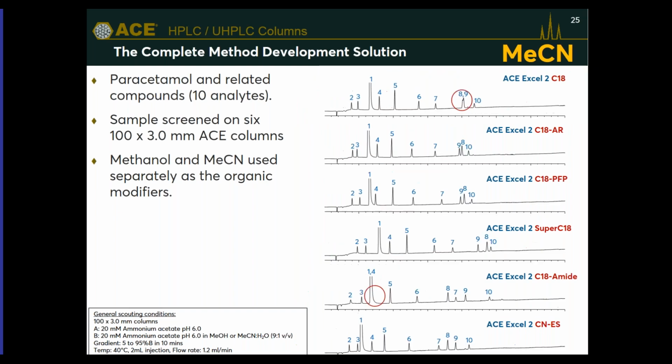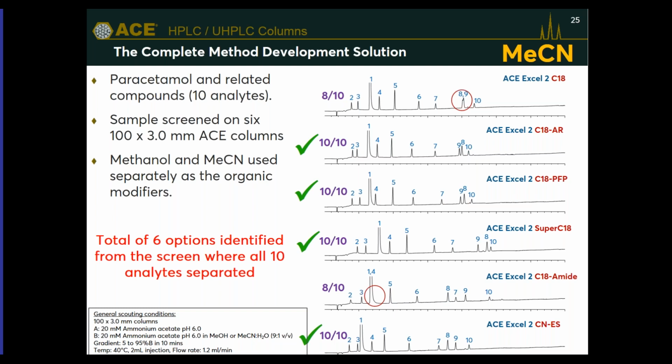What about the acetonitrile data? Well, again, we have the same 6 columns in the same order, the same method conditions, but having the aprotic solvent acetonitrile instead of the protic solvent methanol. And if we look down the chromatograms, again, we can see different elution orders, different retention times, and areas of coelution. But in fact, if we look at the number of compounds that are separated with acetonitrile, there's actually 4 complete separations available using these general scouting conditions from this screening protocol with acetonitrile. So there's potentially 6 options identified from the methanol and the acetonitrile screen.